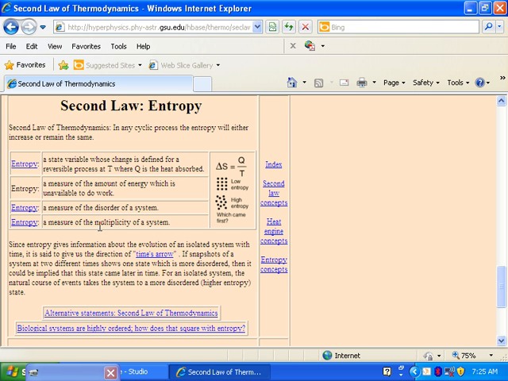Now that has to do with paths. We are not going to worry about that. Now, since entropy gives information about the evolution of an isolated system with time, it is said to give us a direction of time's arrow.